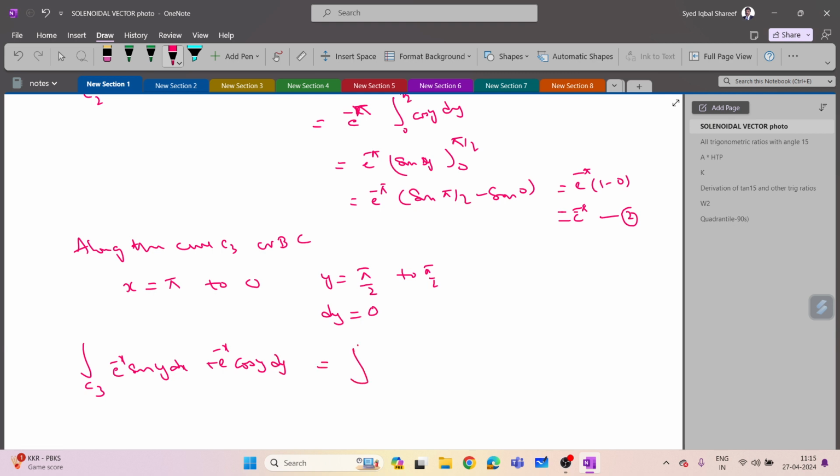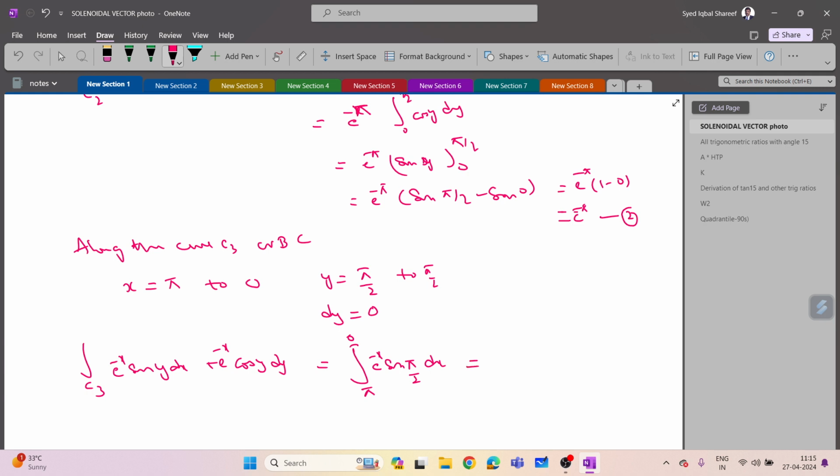So this will be reducing to, you see, the limit is pi to 0, not 0 to pi. Please make a note. And y dy is 0. Y is pi by 2. So e to the power of minus x sin pi by 2, sin pi by 2 dx. And dy is 0, so the complete part.